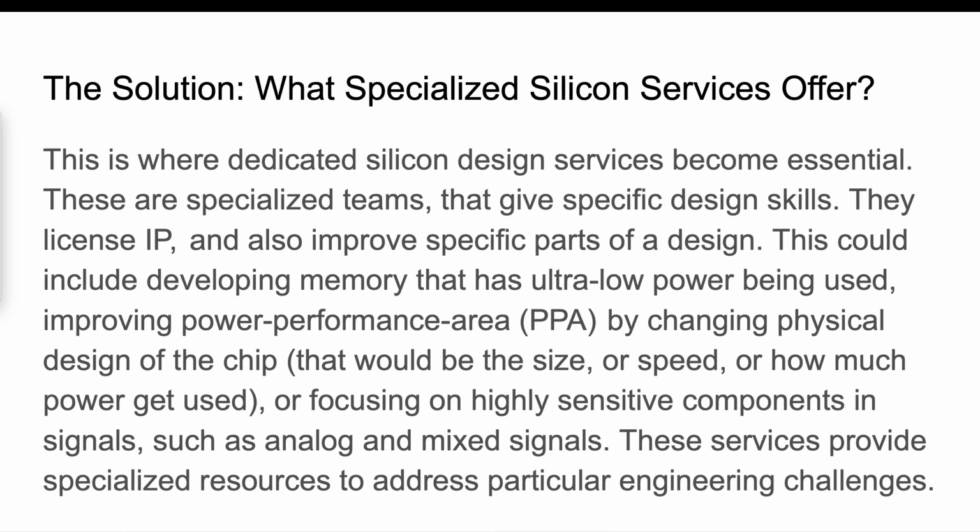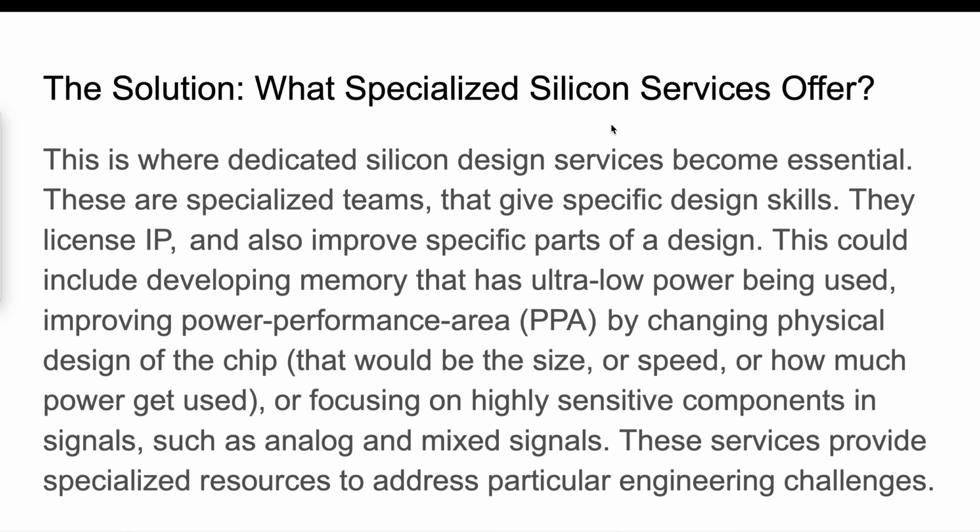A specific example of that would be developing memory that consumes extra low power, a specific type of memory that doesn't consume a lot of power. They could do that, or they could focus on improving the power performance area, and they could do this by changing the physical design of the chip. The physical design of the chip refers to things like the size, speed, or how much power gets used in the chip.